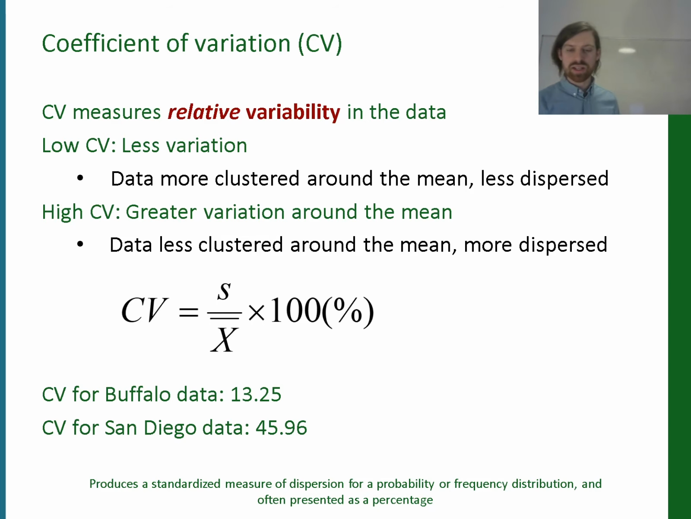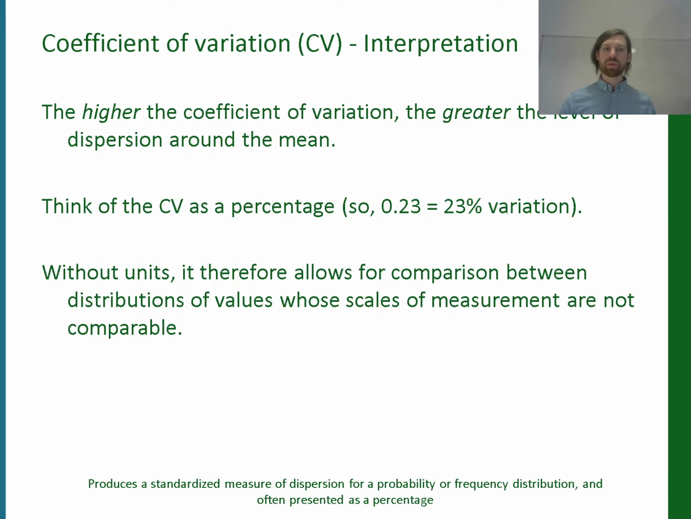Okay, so it produces a standardized measure of dispersion for a probability or frequency distribution, and I want to present it as a percentage because then you're actually able to interpret it in this way. So when we think about the interpretation, it's easier to think that, maybe in this case, if the CV is 0.23, then that's basically 23% variation. And then you can have a coefficient for another data set, which is 0.8, and you can think of that as 80% variation. And then you can compare the two data sets, even if they're in different units, and say the second one has by far more variation in its data points rather than the first one.